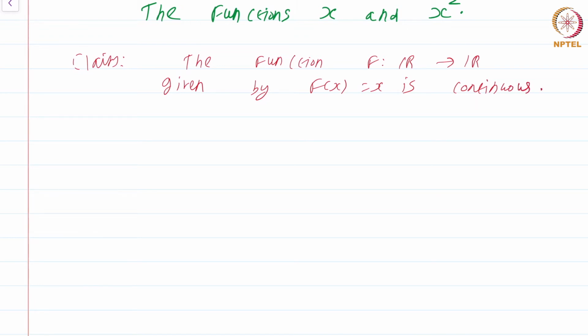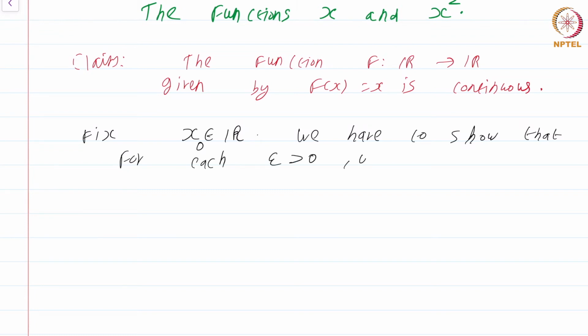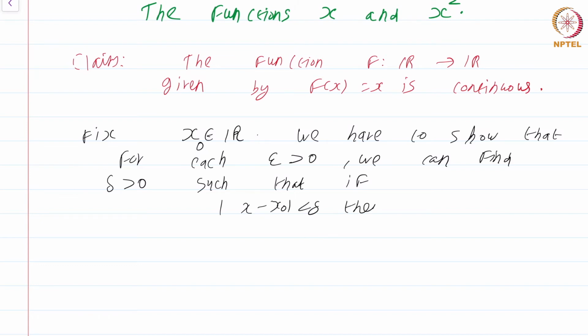Okay, how do we show this? What we are going to do is fix x, or rather, to be ultra safe, fix x naught in R. We have to show that for each epsilon greater than 0, we can find delta greater than 0 such that if mod x minus x naught is less than delta, then mod f of x minus x naught is less than epsilon. I have written f of x minus x naught because f of x naught is actually just x naught.